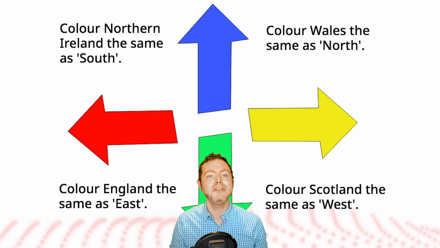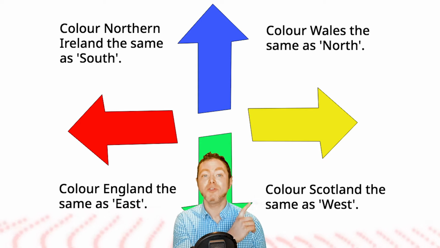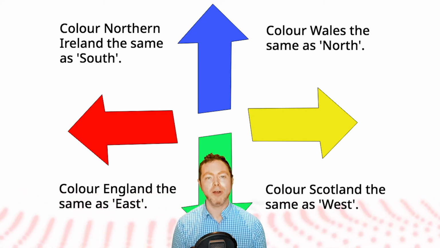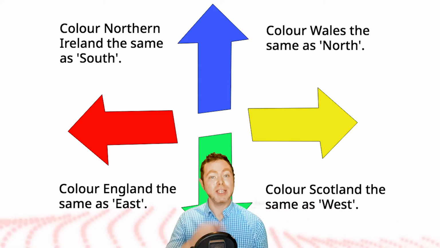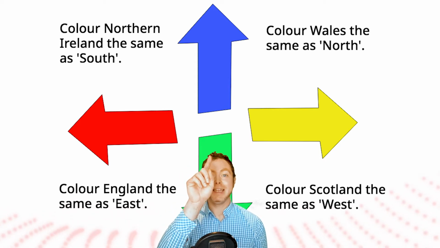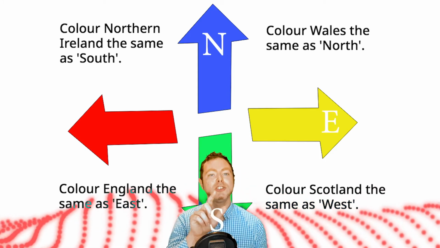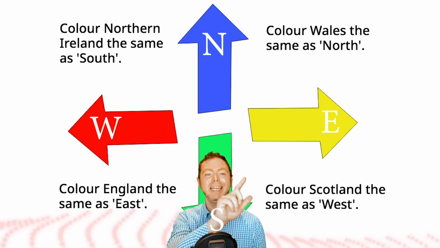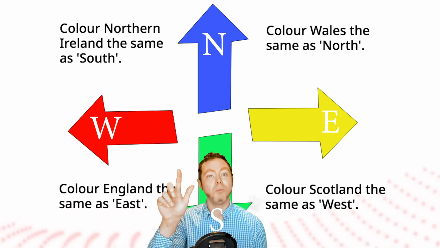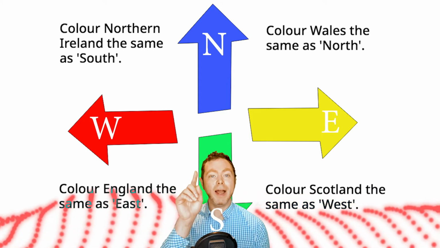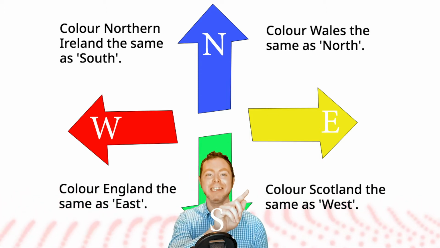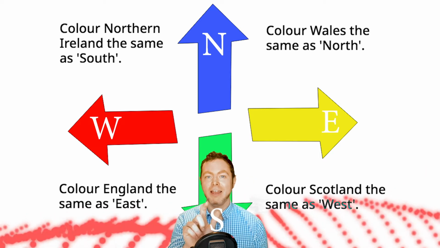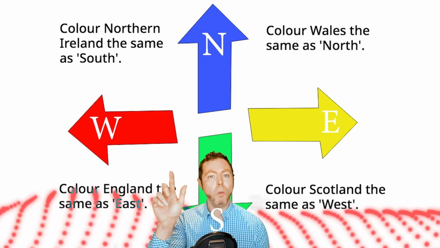Now you're going to have to colour the countries of the UK the same as is described on the screen using the compass points. If you're not sure what they are, I'll tell you a rhyme which I learned in school which really helps. So starting from north, we have never eat shredded wheat. So that stands for north, east, south and west. So colour Wales the same as north, England the same as east, Northern Ireland is already coloured the same as south, and finally Scotland the same as west.